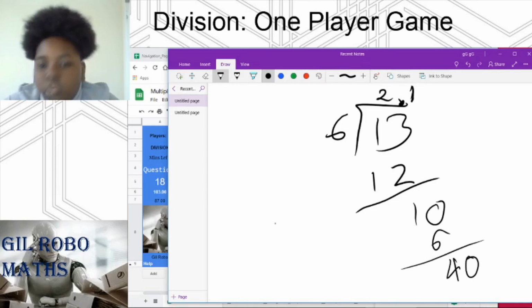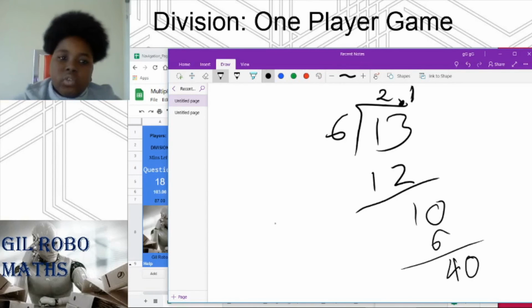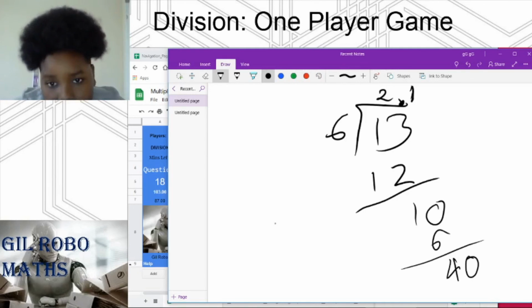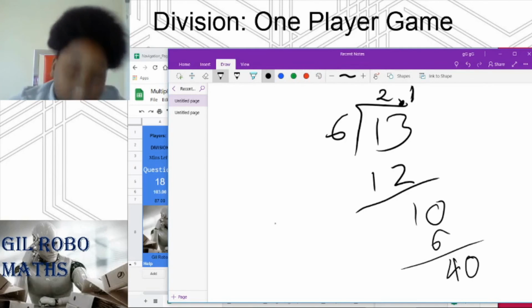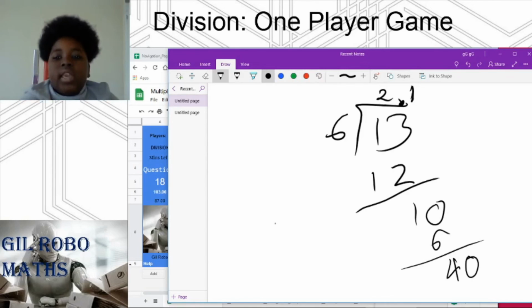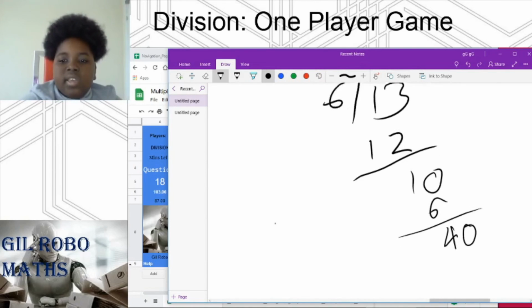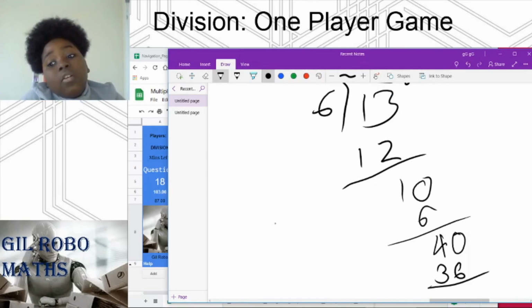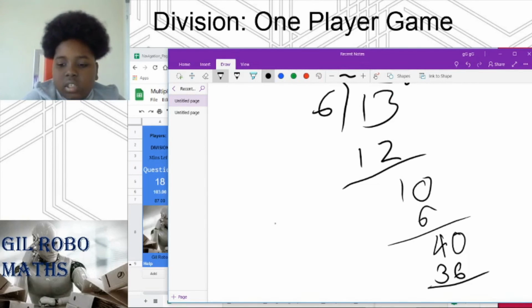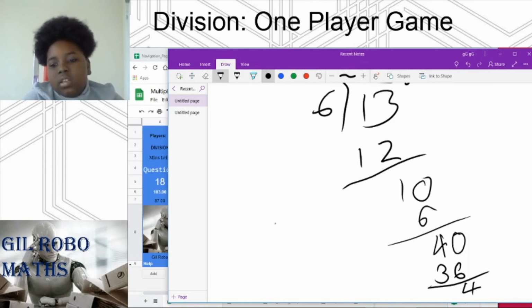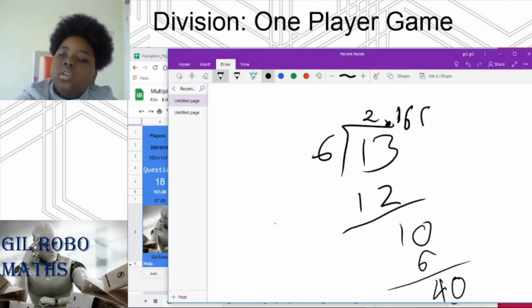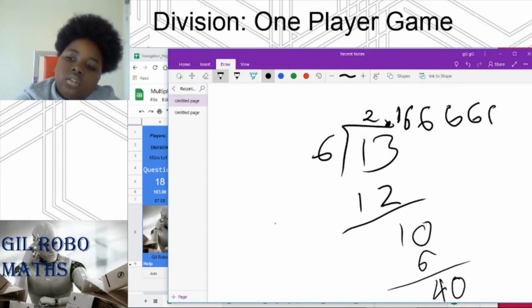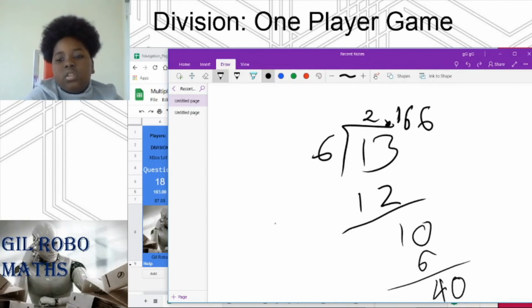6 in 40. 6 times 1 is 6. 6 times 2 is 12. 6 times 3 is 18. 6 times 4 is 24. 6 times 5 is 30. 6 times 6 is 36. 40 minus 36 is 4. You see, now it's starting to repeat again. So that means it's going to be 6, 6, 6, 6, and more, all right?